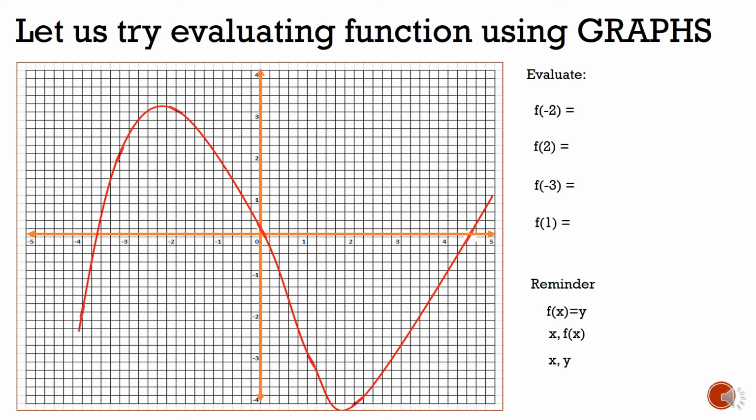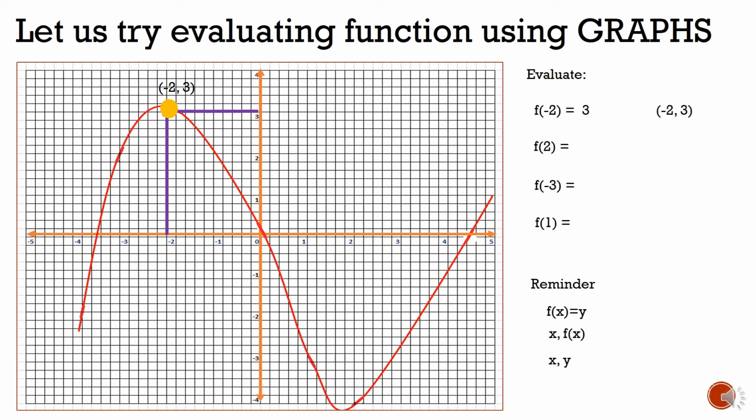Okay, let us first find or evaluate the function f of negative 2. Looking at the graph, negative 2 here is the value of x. Okay, when you draw an arrow from the x-axis going up, touching the curve, and it stops at the level of 3 in the y-axis, therefore, the function of negative 2 is equal to 3. And the coordinates are: your x is negative 2, your y is 3.